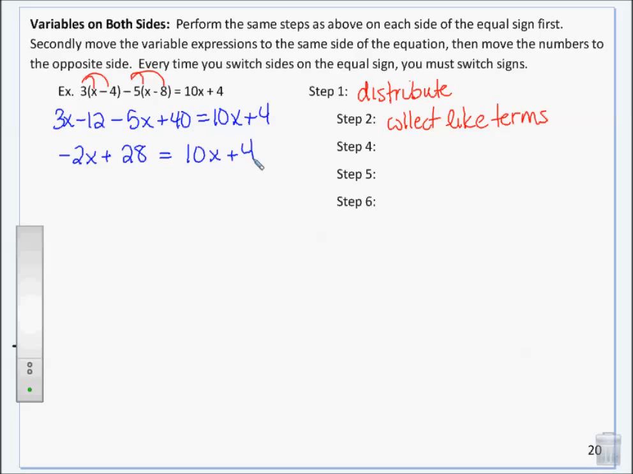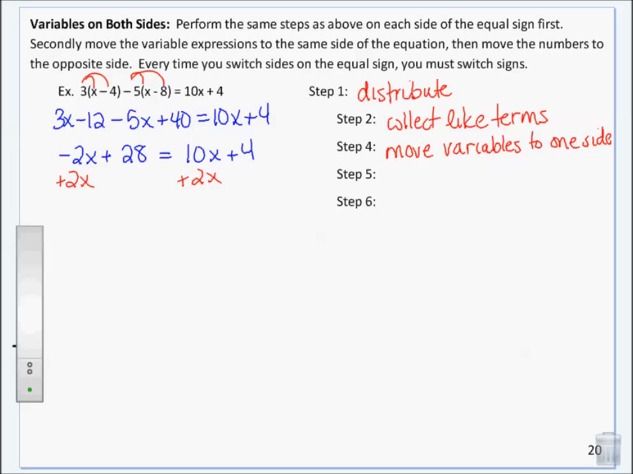Okay, now I need to make a decision. I want to move all of my variables to one side and all of my constants to the other side. So I can either add 2x to both sides, or I can subtract 10x from both sides. So do you want your variables on the left? Because some people really like their variables to be on the left. Or do you want your variables to be positive? I have a vote for positive, so we're going to go with that. So we're going to move variables to one side. And it doesn't really matter which way you go. You'll get the same answer, but we had a vote for positive variables, so we're going to go with positive variables.